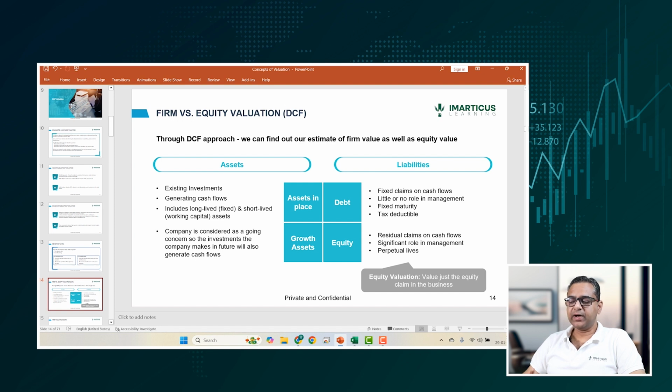Equity value focuses on just the equity claim in the business, right? So when we are talking about firm value, we are talking about valuing the cash flows which belong to both debt and equity. When we are talking about the equity valuation only, we are talking about only those free cash flows which are left for equity capital providers. So after satisfying the debt capital providers, whatever free cash flows are left, those belong to equity capital providers, and those cash flows would be relevant for calculating the equity value.